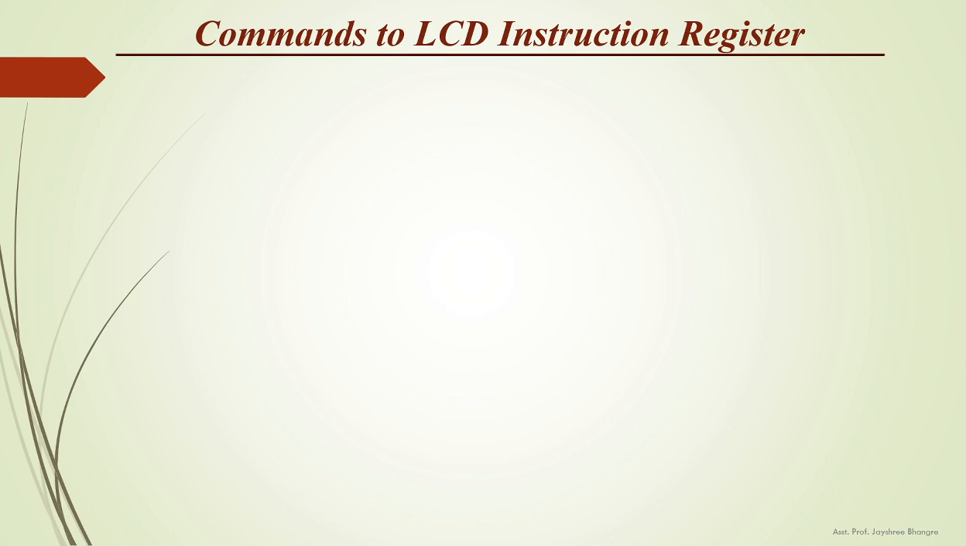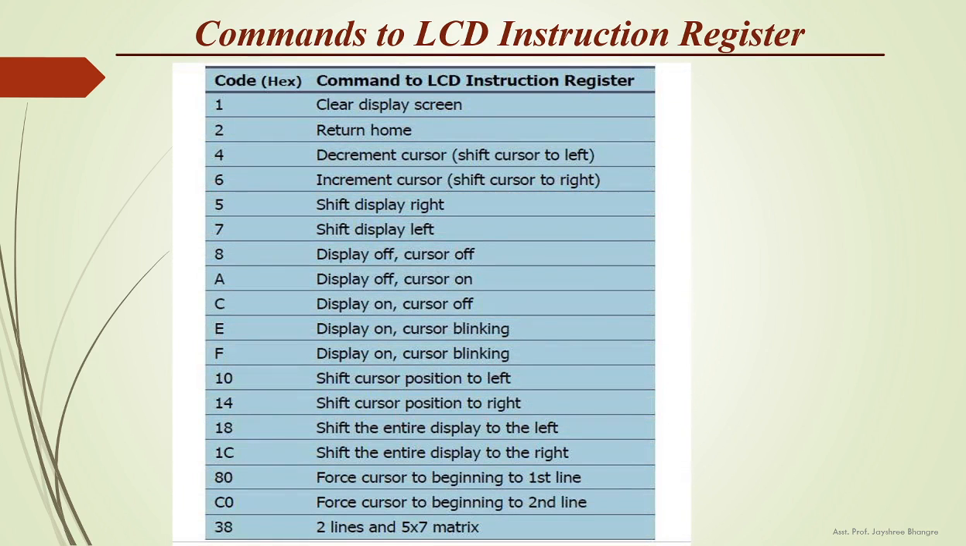So there are different commands we can send to the LCD to adjust it. Here the commands or codes in hex are given for each particular command. If we write 1H to the LCD, this command clears the display screen. 2H code commands the LCD to return home. 4H is for decrement cursor, that is shift cursor to left. 6H is for increment cursor, that is shift cursor to right. 5H is used to shift display right. 7H is used to shift display left.